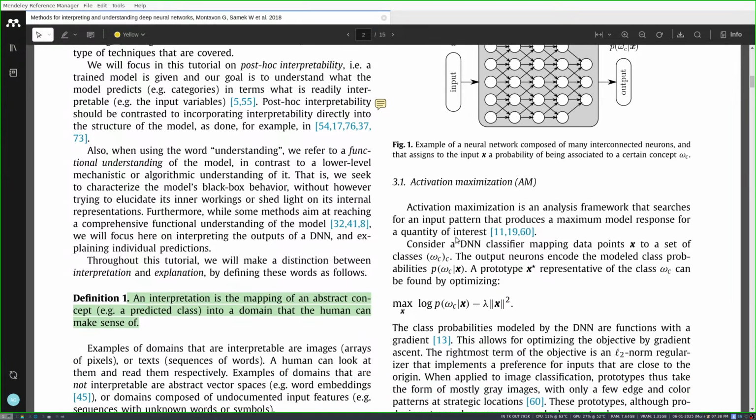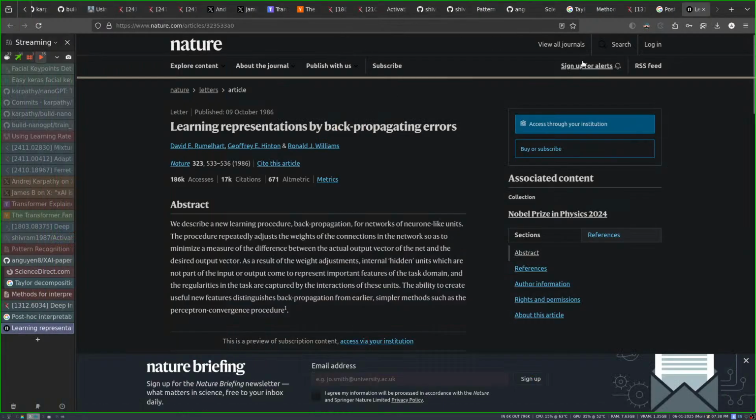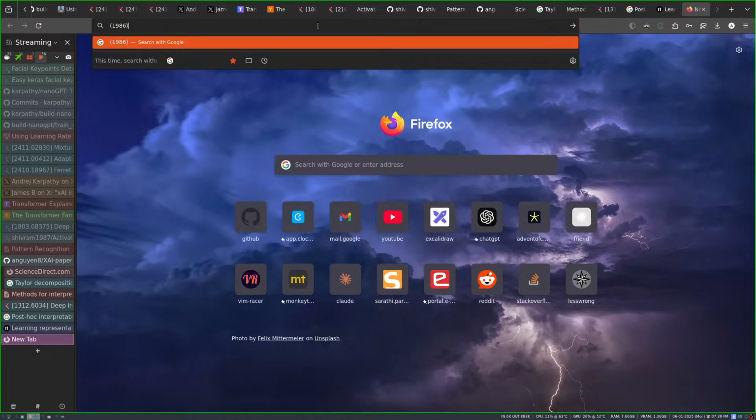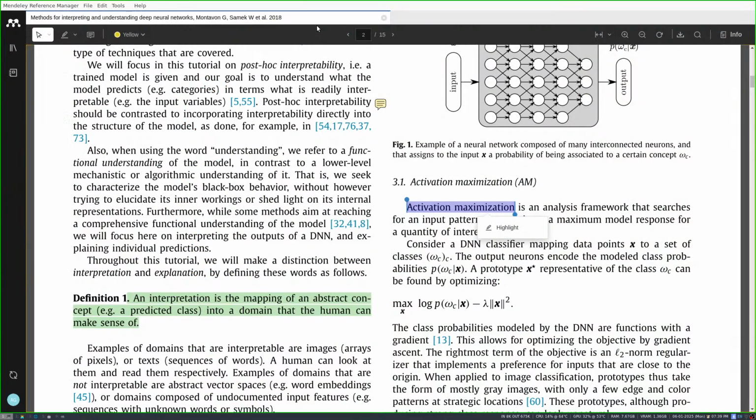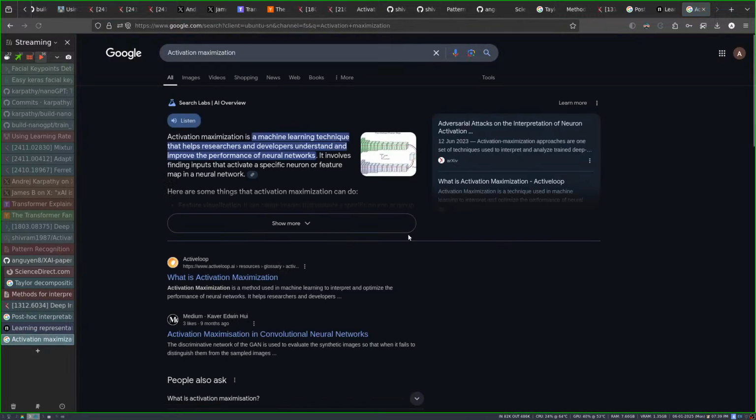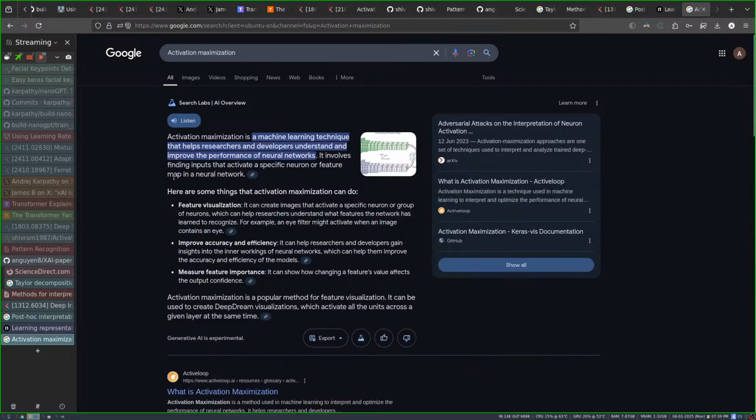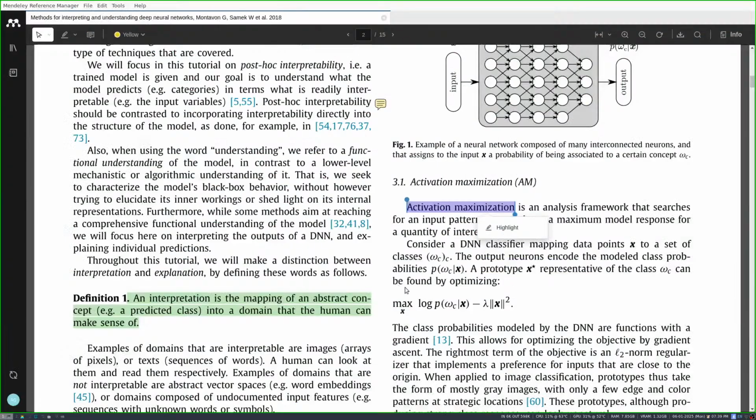Okay, this is the neural network. A machine learning technique that helps researchers and developers understand and improve the performance of a neural network. Finding input that activates specific neurons. Okay. That's cool.